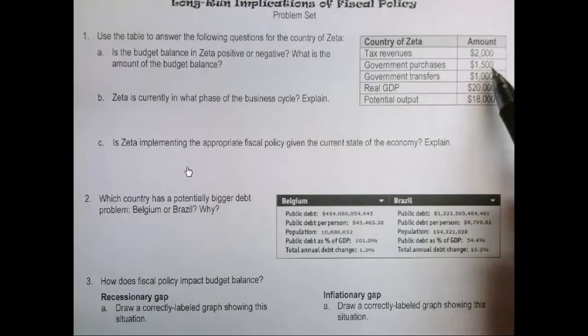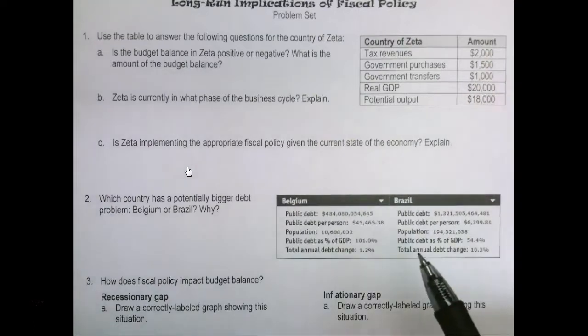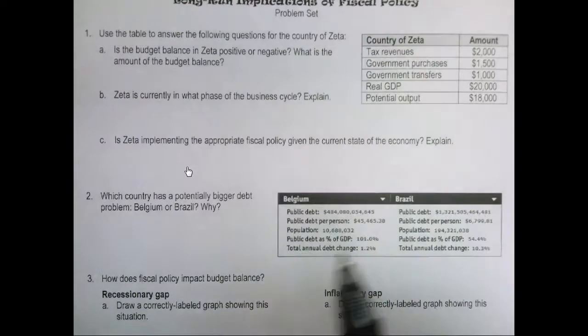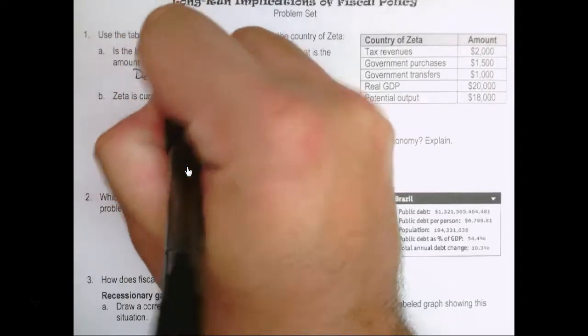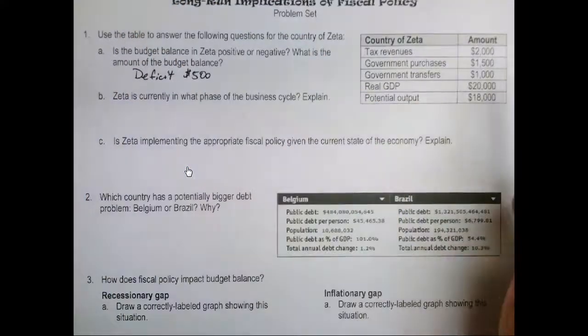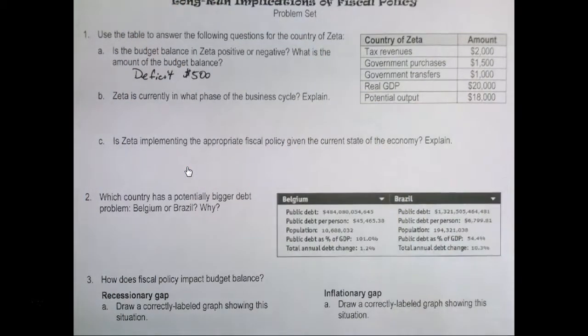So we look at government purchases and government transfers, and we see that the country of Zeta has $2,500 worth of government spending and only $2,000 worth of revenue, which tells us then that they have a budget shortfall or a deficit of $500 because they're spending $500 more than they have in taxes.